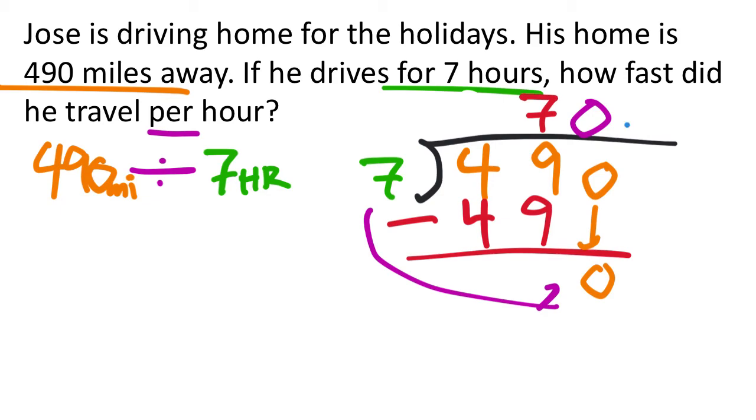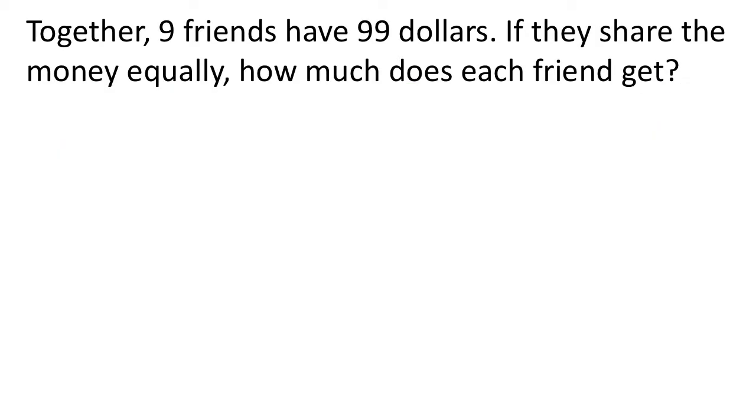But the next thing we need is the label. So that's 70. I'm just going to put MPH, which is a very common label for miles per hour. You could write it as a fraction, but I think that would make it more confusing than we need it to be right now. So that's 70 miles per hour. That's how fast it looks like Jose was driving home for the holidays. And some of you may be thinking, well, that's kind of fast for the holidays because sometimes it gets a little snowy. Okay, perhaps. Whatever.